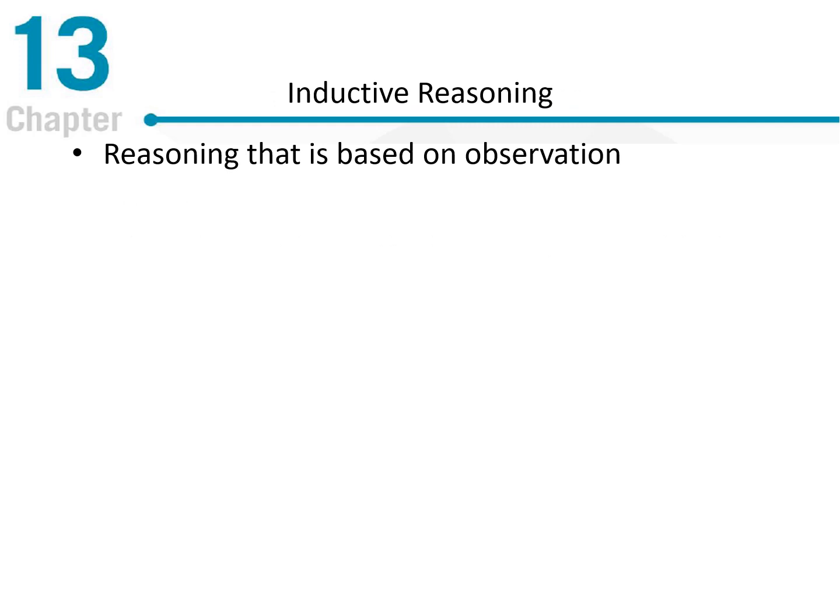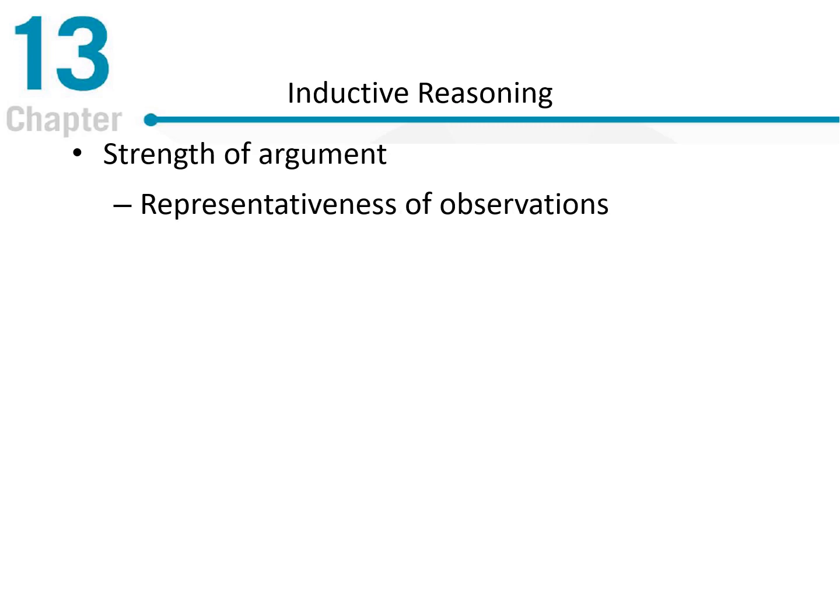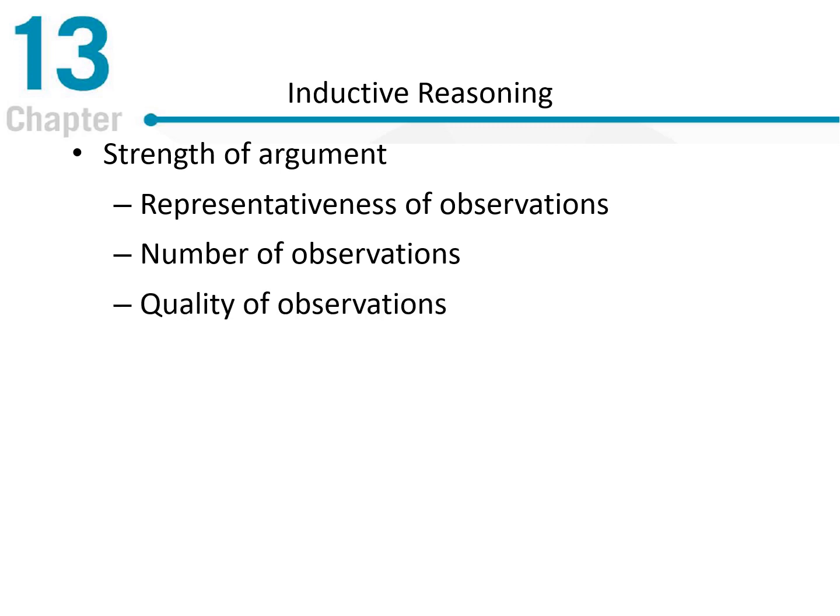So this is reasoning that's based off of some observation that we make, and we reach conclusions from evidence that we get from observing. Now, the strength of argument in inductive reasoning is based off of three things. So how representative the observations that we have made are to the actual judgment that we have to make. Also the number of observations that we've made, and also the quality of observations that we made. These three things go into how strong of an argument we have to make a decision for one alternative over another.